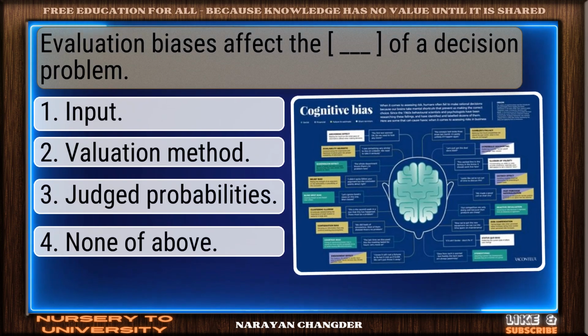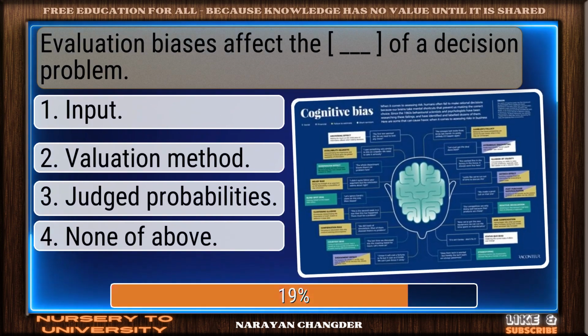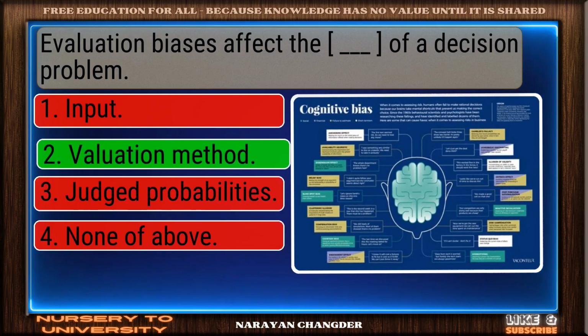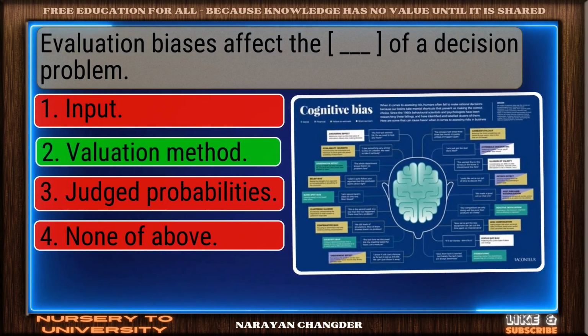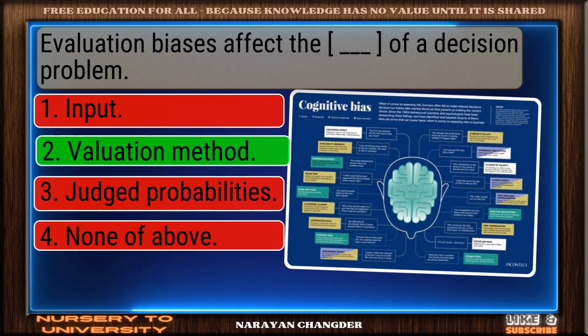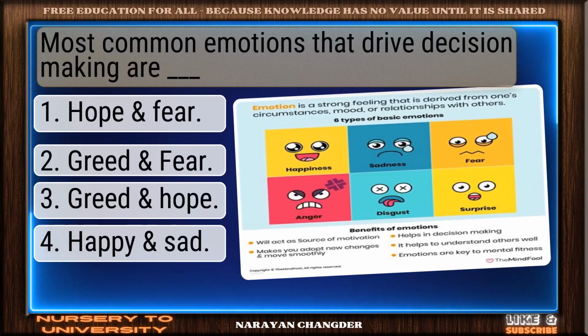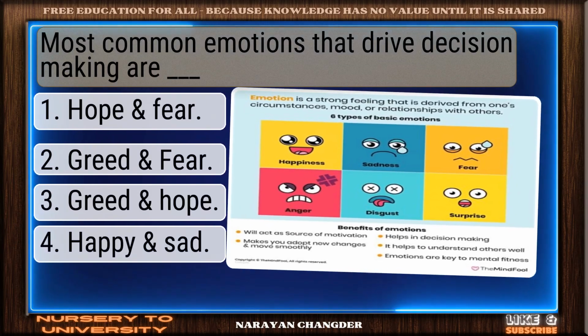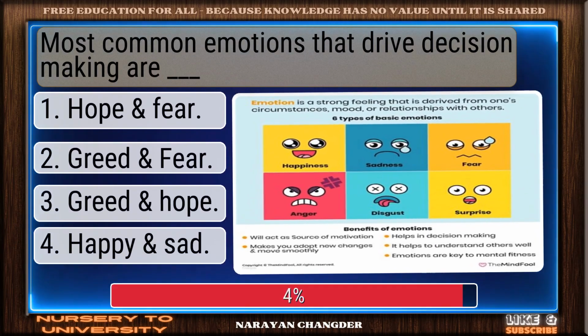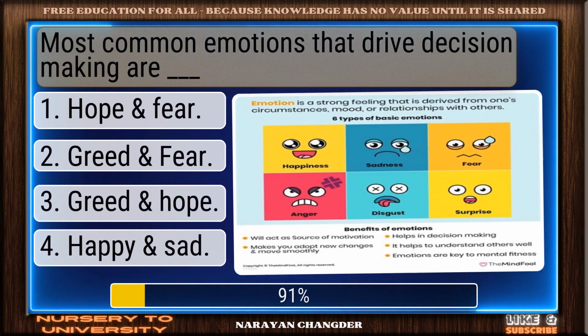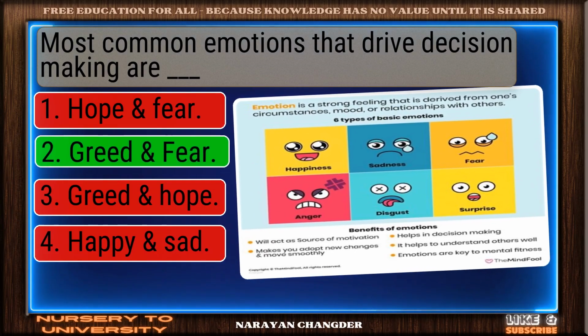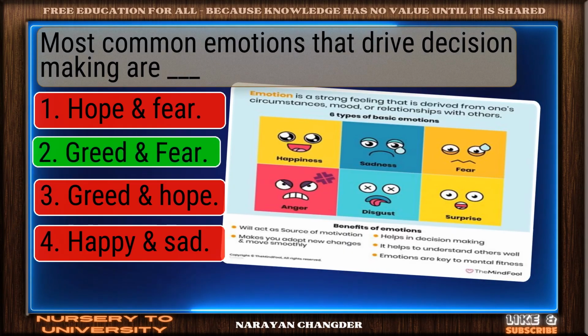Evaluation biases affect the other decision problem. Well reasoned. Valuation method is the correct choice. Most common emotions that drive decision-making are dash. Excellent. Greed and fear is a brilliant choice.